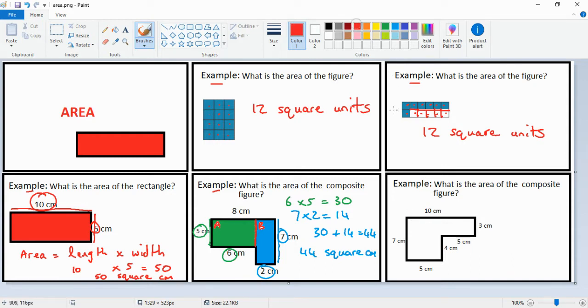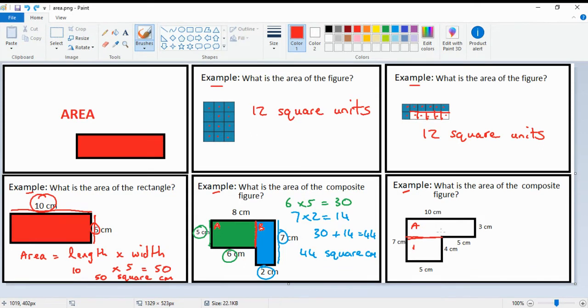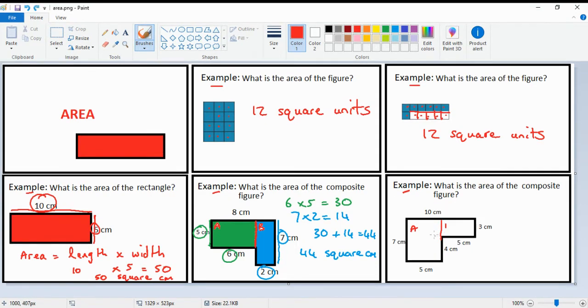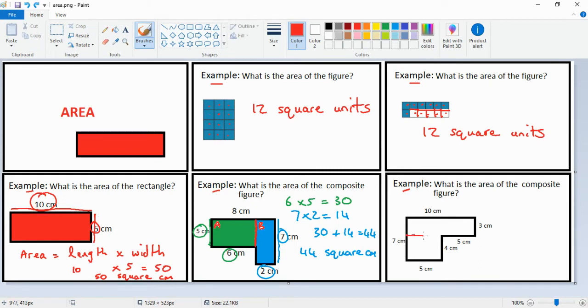Similar steps for the next example. And our decision is, do we break it up here for rectangle A and B, or here for rectangle A and B? Your call. Actually, no, we'll go with the first one, just have something. There's rectangle A, rectangle B. I'm going to color them in again. There's the green one. There's the blue.